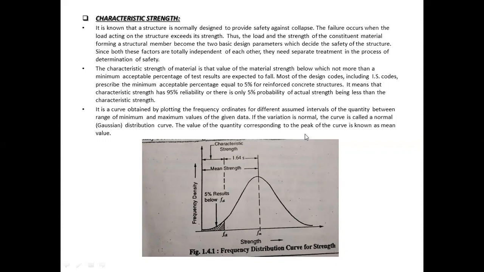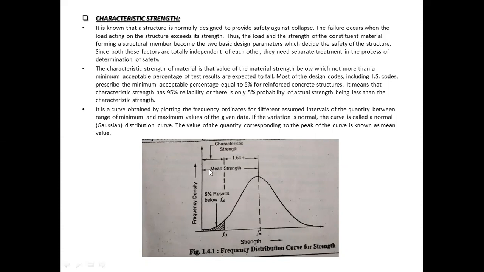Below, a diagram is given where you can see the characteristic strength value, and the 5% of results below the characteristic strength. On the x-axis there is strength, and on the y-axis there is frequency density. Here you can see the topmost point of the curve. From the beginning point and from the topmost point, we can get the point that is the mean strength.